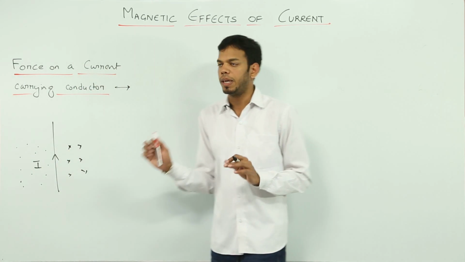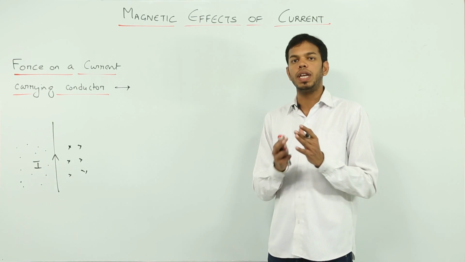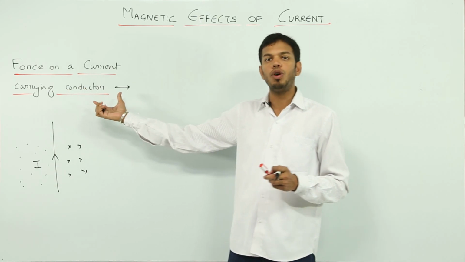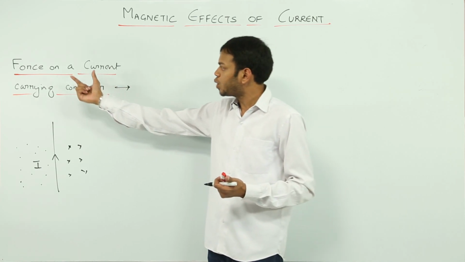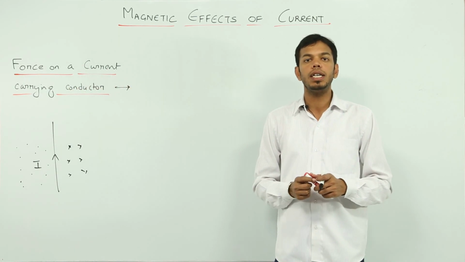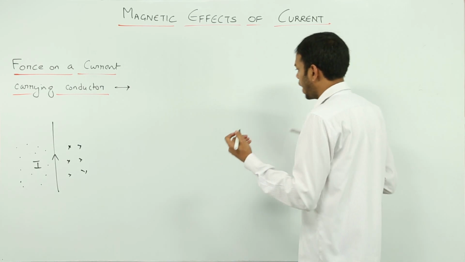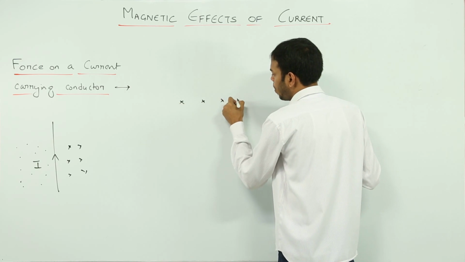This is simple. Now there is another phenomenon that always happens with a current carrying conductor. Instead of conductor, I will be more frequently using the word wire because you are more familiar with the term wire. So when a current carrying conductor is placed in a magnetic field, it experiences a force. How? Suppose this is a uniform magnetic field.